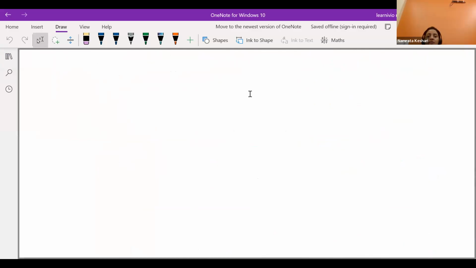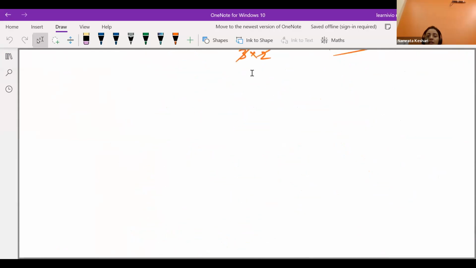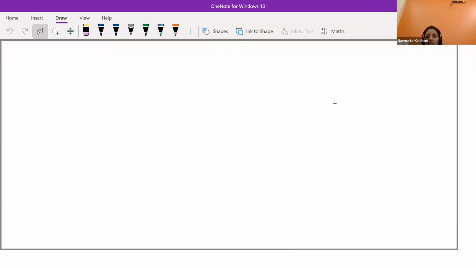So last class we were talking about arithmetic mean and geometric mean. There are a few questions related to AP, arithmetic mean and geometric mean. Okay, AM and GM. Let's try solving this question. We have also discussed the relation between AM and GM.